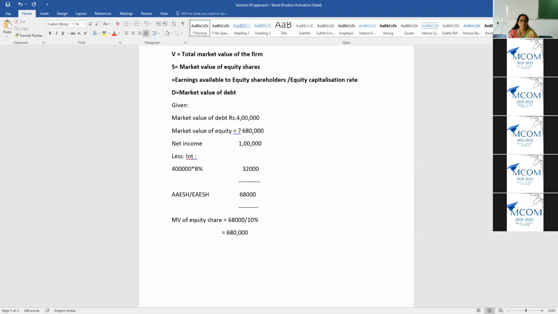Now you can calculate the value of the firm. Value of the firm is equal to S plus D. That is your market value of the share, 6,80,000, plus your debenture value, which is how much? 4 lakh. So this is equal to 10 lakh 80,000. So your 10 lakh 80,000 is the value of the firm.